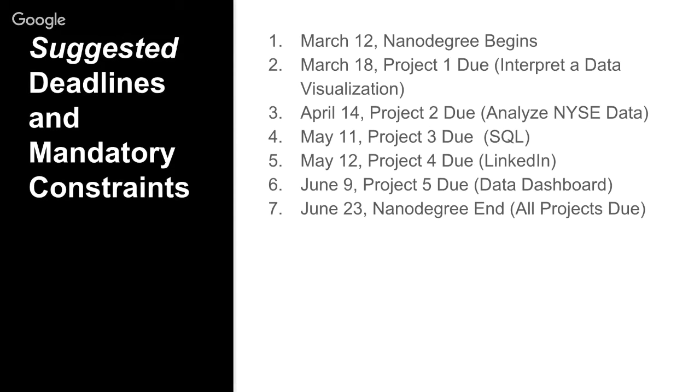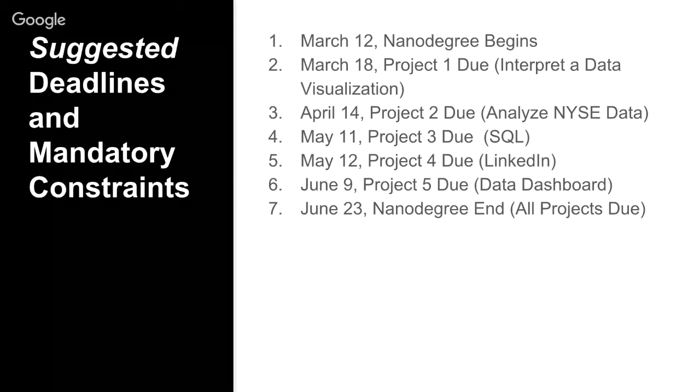As you guys know, the nanodegree begins on the 12th of March, and there are suggested deadlines for every single project. For the first project, interpret a data visualization, the suggested deadline is March 18th. I just wanted to let you know that these are all suggested deadlines and are not mandatory. So even if you are not able to submit your project by March 18 for some reason, you can definitely submit it any day afterwards.